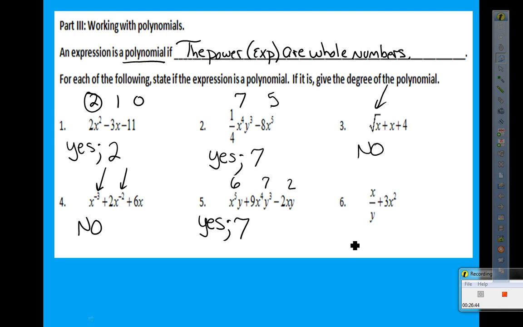And number 6, no, not a polynomial. The reason being, I have this in the denominator. If I was to rewrite that and bring it up, I would have to use a negative exponent. So that's what makes it not a polynomial.